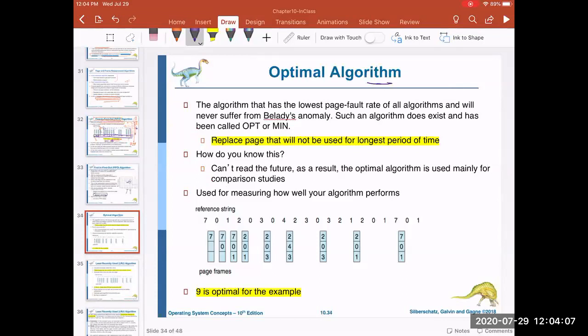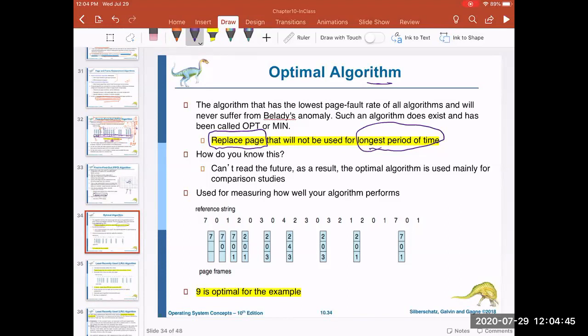Now, coming to the optimal algorithm. What is the optimal algorithm? How does it work? The concept is to identify the victim page that will not be used for the longest period of time. So we replace a page that is not going to be used in the near future. I'm victimizing those frames which I see I don't need.